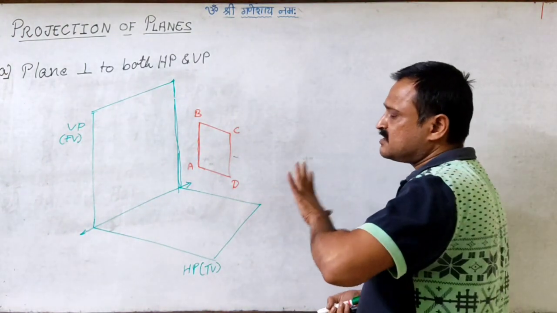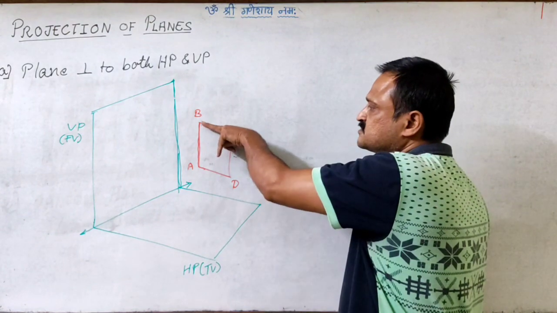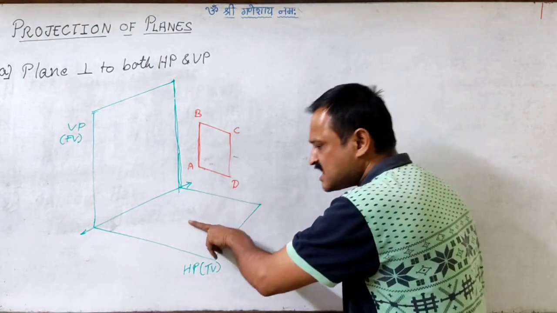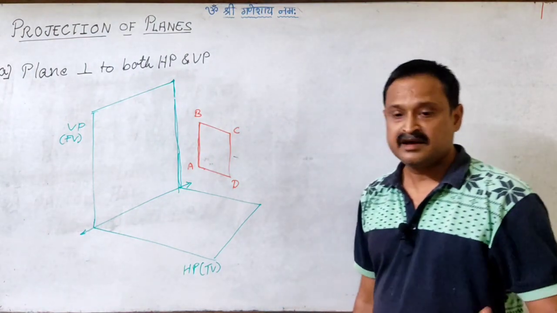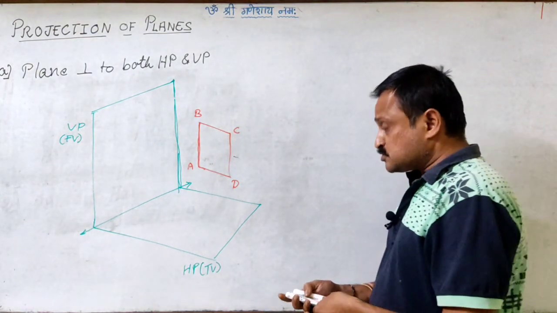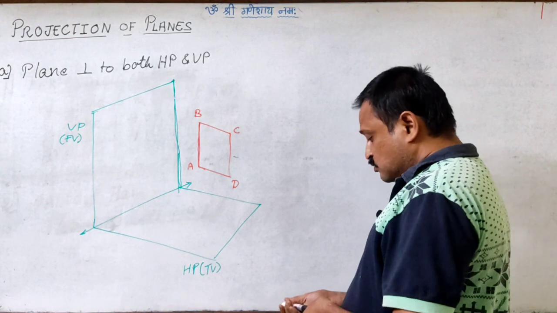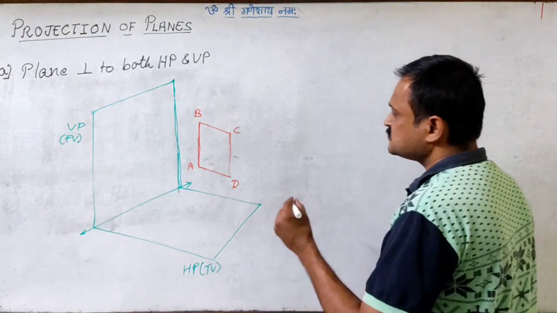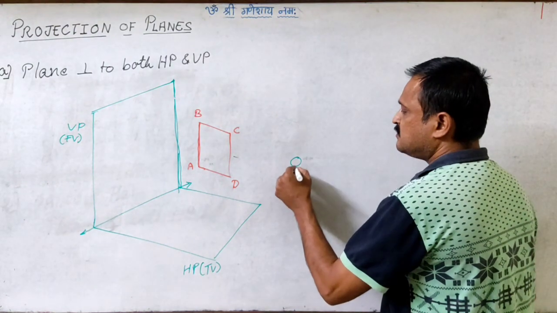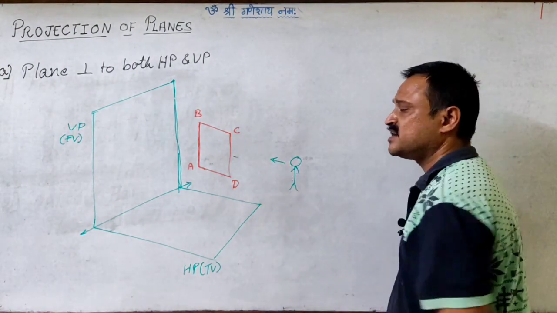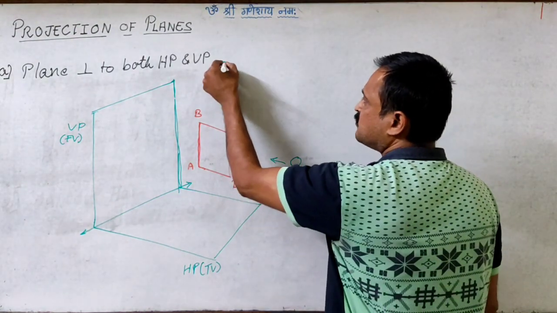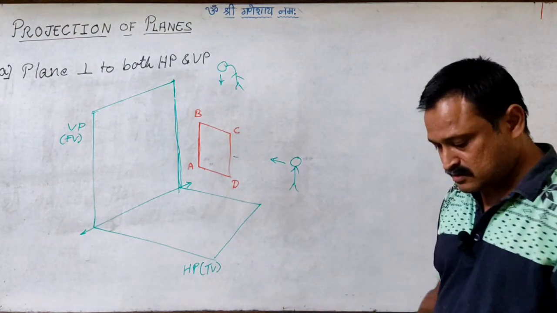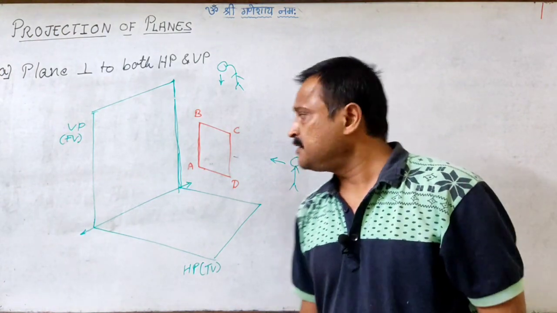Anyway, I kept it in the simplest form, as if the edges BC and AD, which are parallel to each other, are as well parallel to the horizontal plane right now. So now for the 2 views, as an observer, for the front view, I'll be standing here and looking at the plane or the object, and for the top view, I'll be moving to the top and looking at the object from the top.